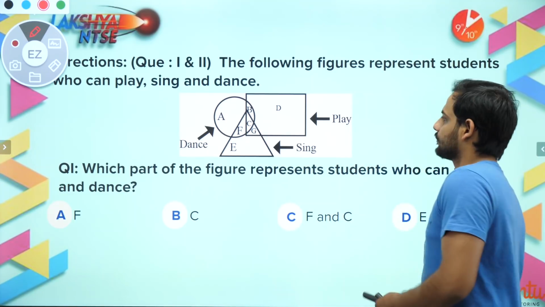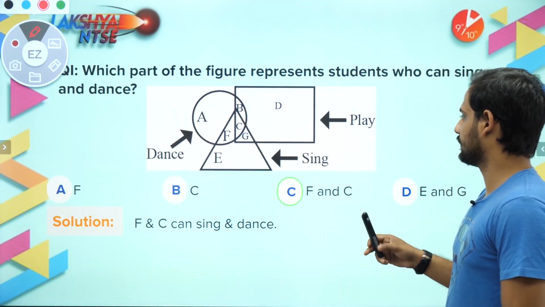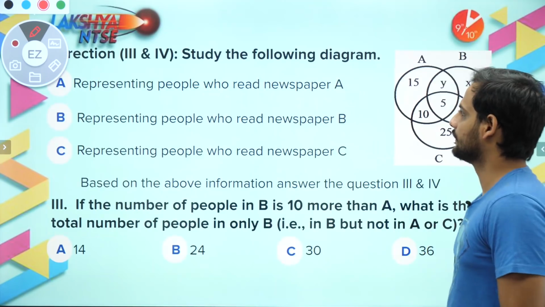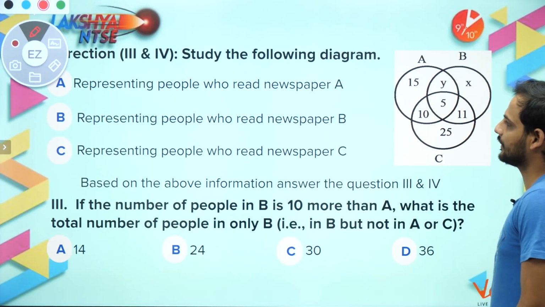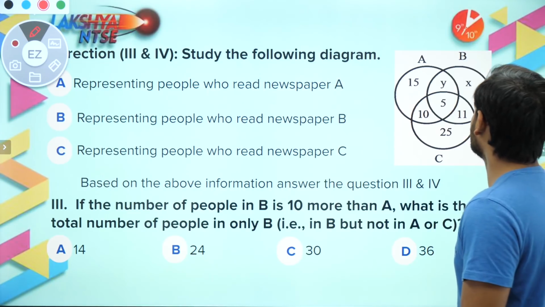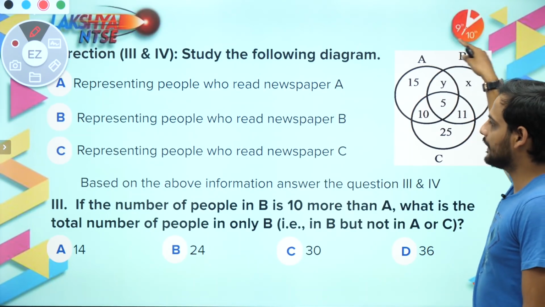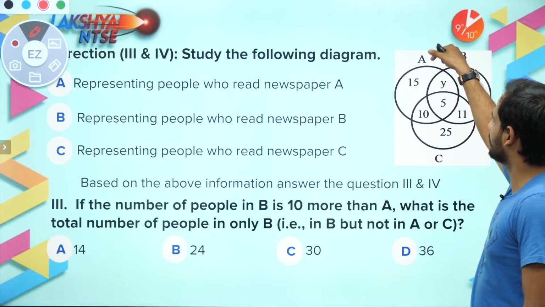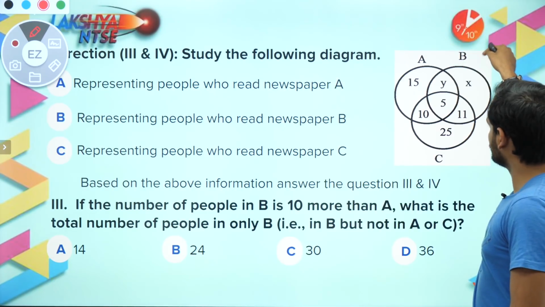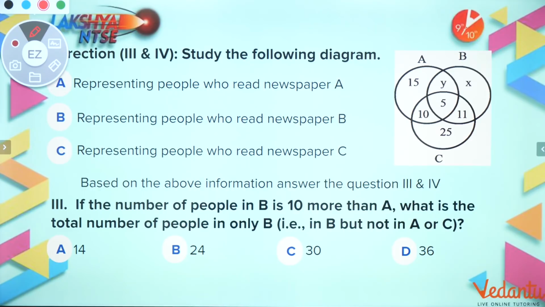Let's move ahead now. The next question is F and C both. In this, study the following diagram. A is representing the people who are reading newspaper A. B is representing the people who read newspaper B. These are reading newspaper A, these are reading newspaper B, these are reading newspaper C. Based on the above information, answer the third and fourth questions.